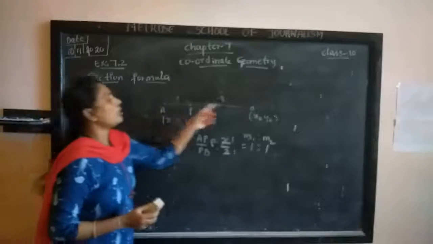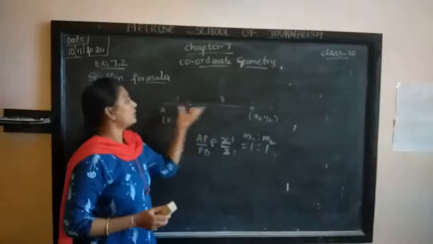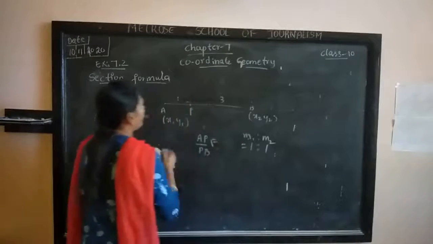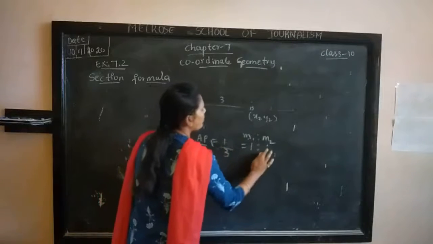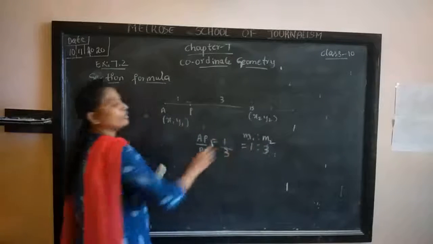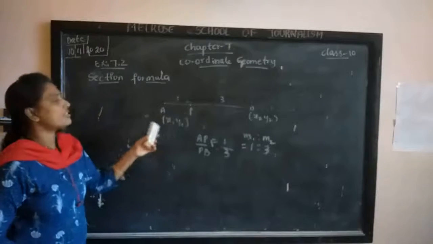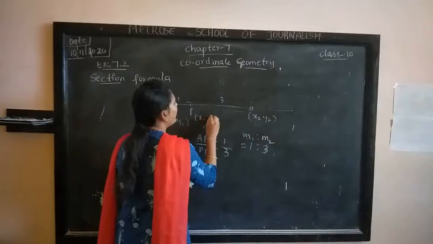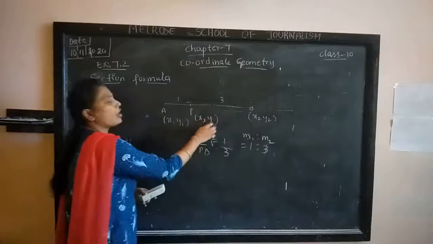Now the total, how much is it? AB is 4. This part is 1, so this much is 3. Now AP by PB is 1 by 3, so the ratio is 1 is to 3. This is the ratio in which the point P is dividing the line segment AB. So we need to find the coordinates of the point P, x comma y.